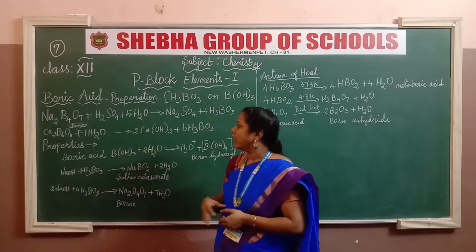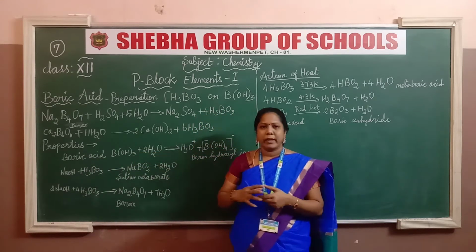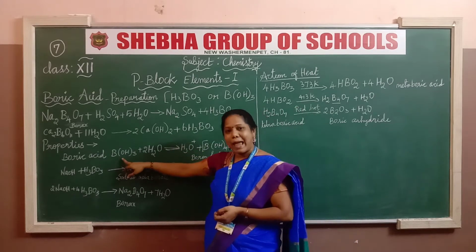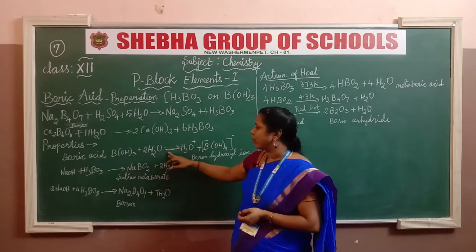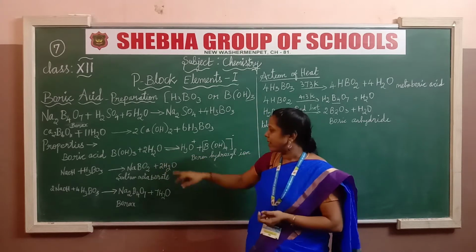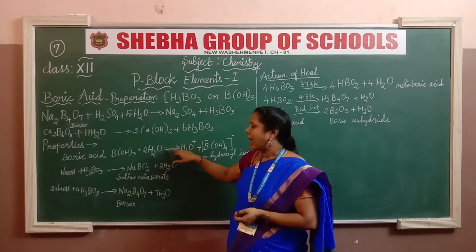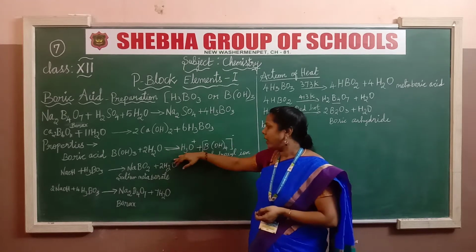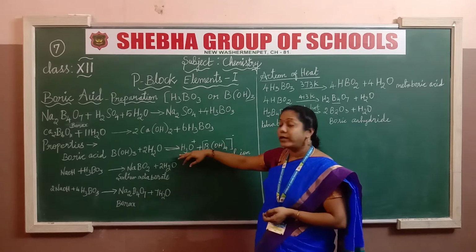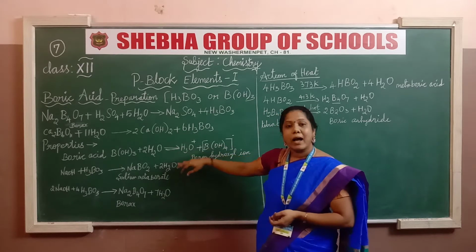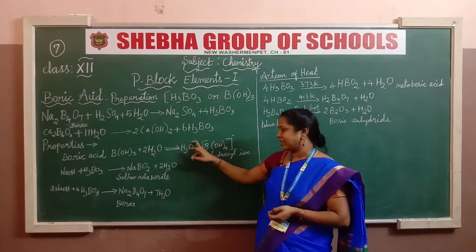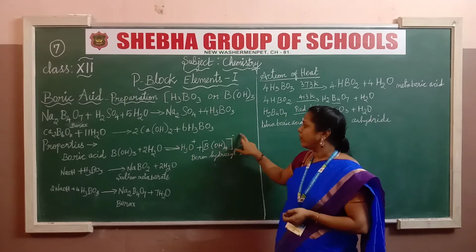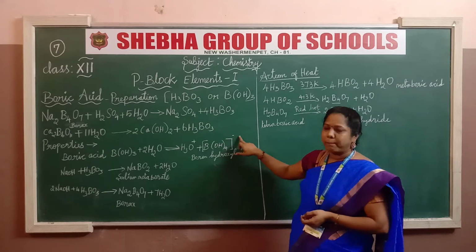It will react with so many substances. We'll go for the equations. Boric acid reacts with water molecules. It is a reversible reaction, so I indicate arrows on both sides. We can get H3O plus, which is called the hydronium ion, and then the boron hydroxyl ion, so I mention the ion symbol as minus.